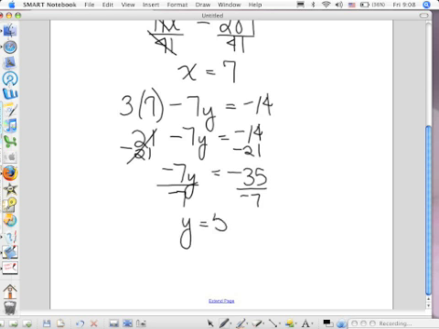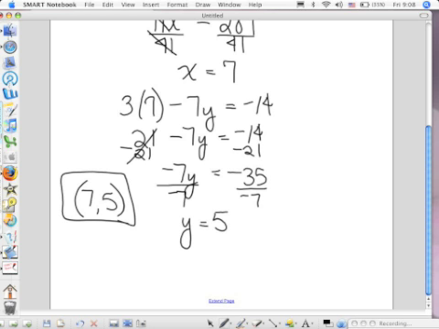5. So the point where those two lines intersect is where x is 7 and y is 5. And we must put it as an ordered pair because it does represent an actual point on a graph. Elimination and substitution. That's it.